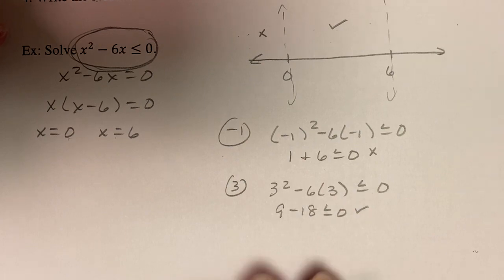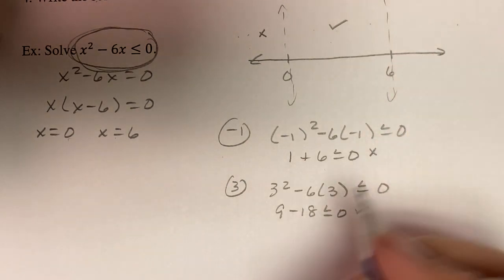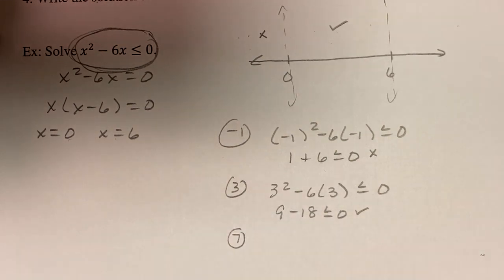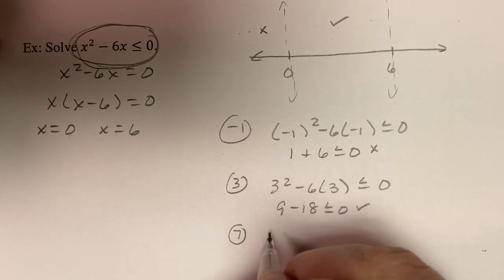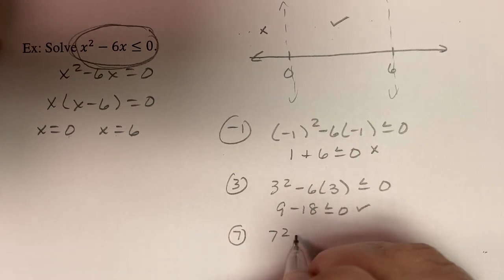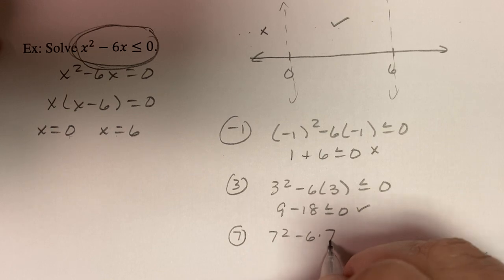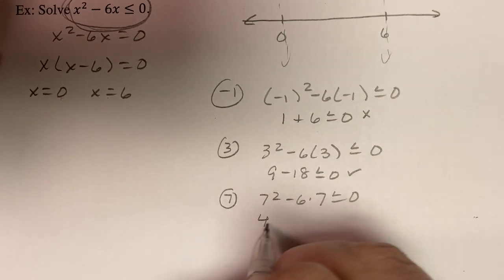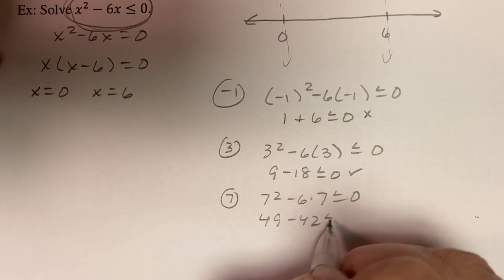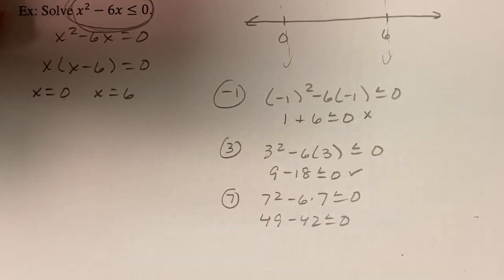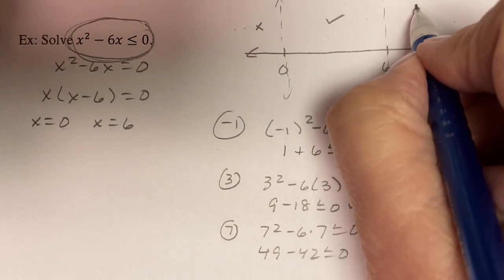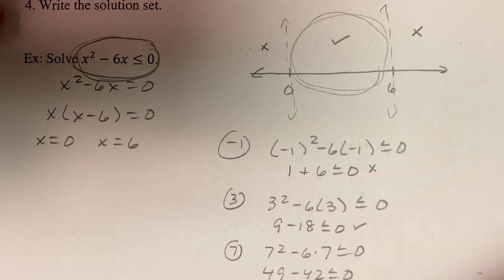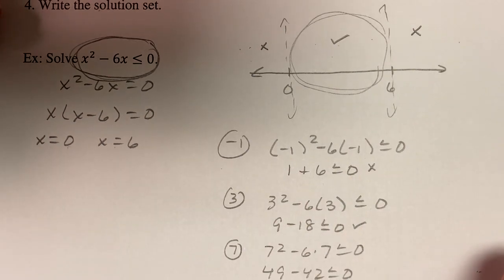And finally, I'm going to take something from this region over here. I'm just going to take a 7, but again, I could take a 500 if I wanted. If I put a 7 into that inequality, it would be 7 squared minus 6 times 7 less than or equal to 0. 7 squared is 49 minus 42. Is that less than or equal to 0? No, it is not. So this region is going to be an X. So my solution set is this region right in there.